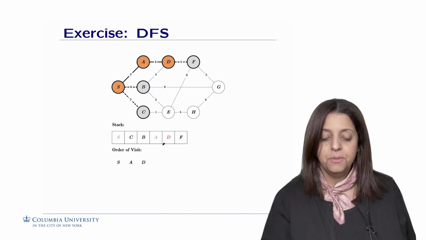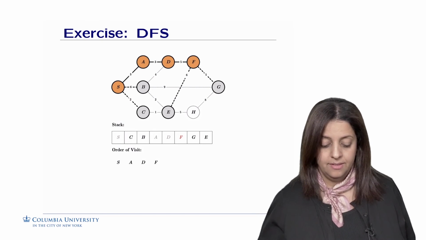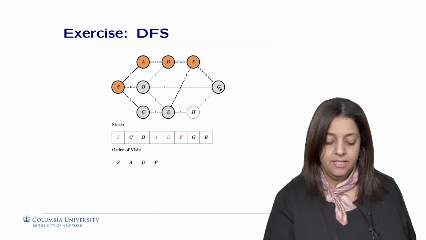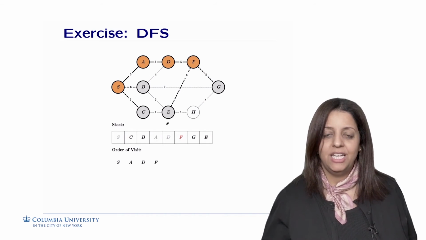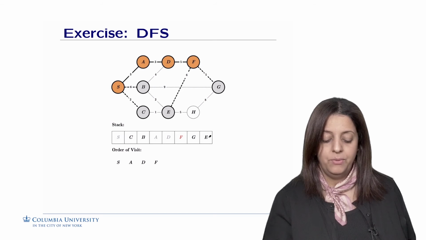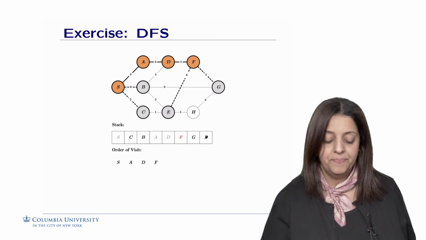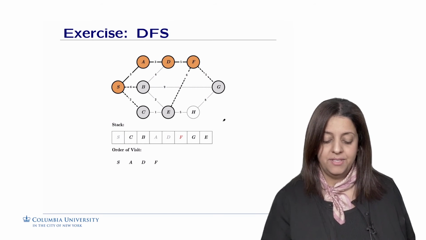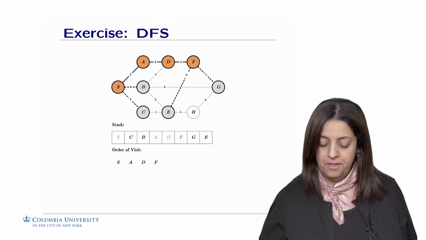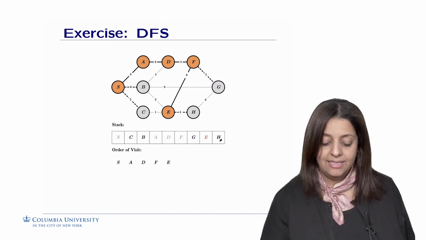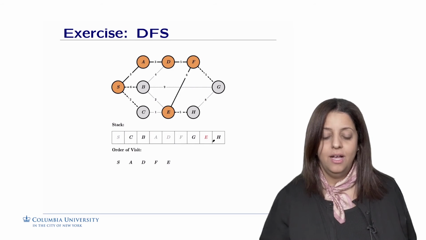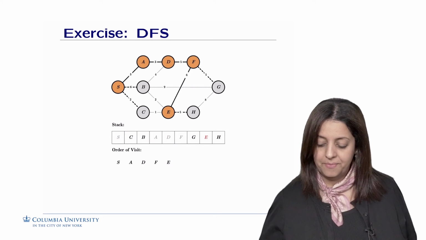Then the next element to pop is F. F has two children, G and E. We put them again in reverse lexicographic order, so we are going to push G, then push E. The next step is to pop the E. The E popped will bring its child H, so we're going to push H in the stack.